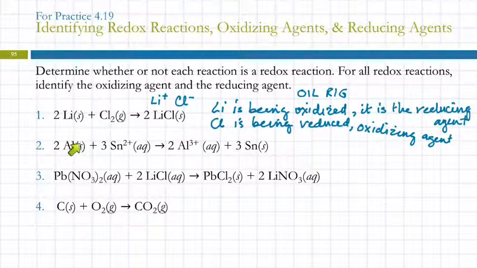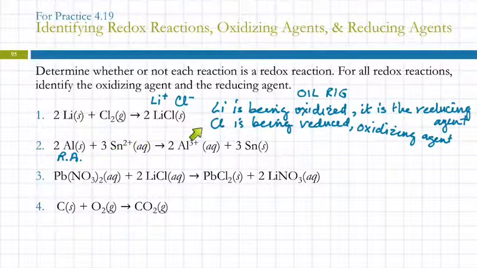Aluminum's going from a zero charge or zero oxidation state to a +3. It does that by losing electrons, right? Oxidation is loss of electrons. Aluminum is being oxidized. So what kind of an agent is it? Reducing agent. So aluminum is our reducing agent.